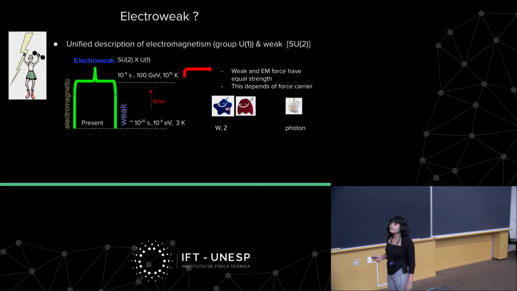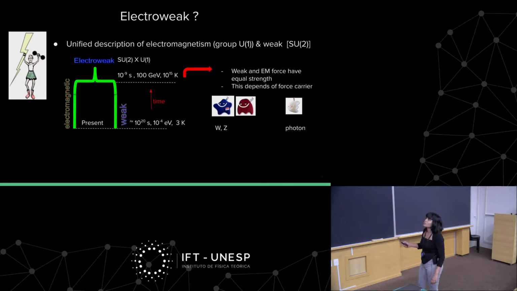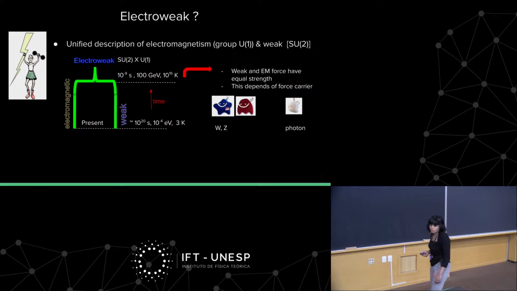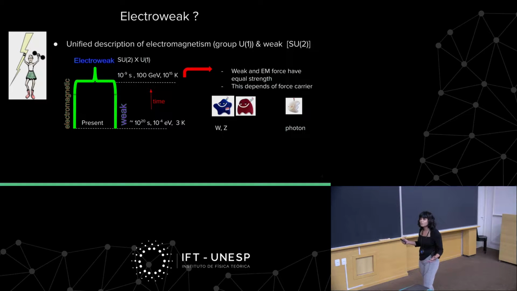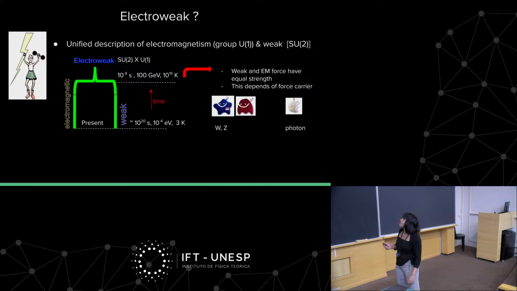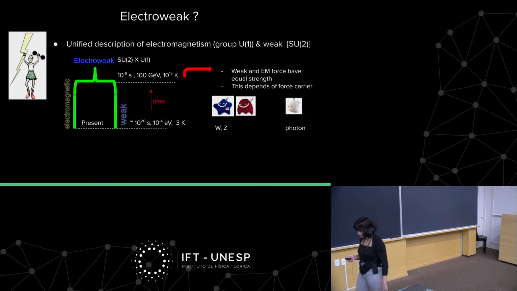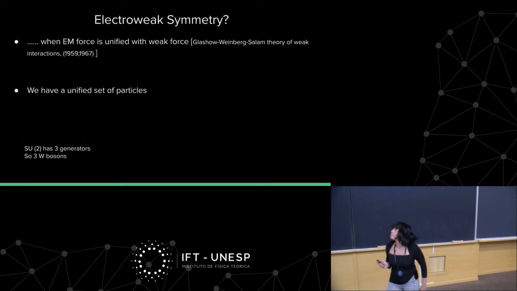Technically, this corresponds to a gauge group unification, which is SU(2) cross U(1). The SU(2) corresponds to the weak sector, and the U(1) is the electromagnetic field. Physicists have been thinking about this unification for decades, and eventually, in the 80s, they were able to observe the force carriers for the electromagnetic and weak sectors, the photon and the W and Z bosons.